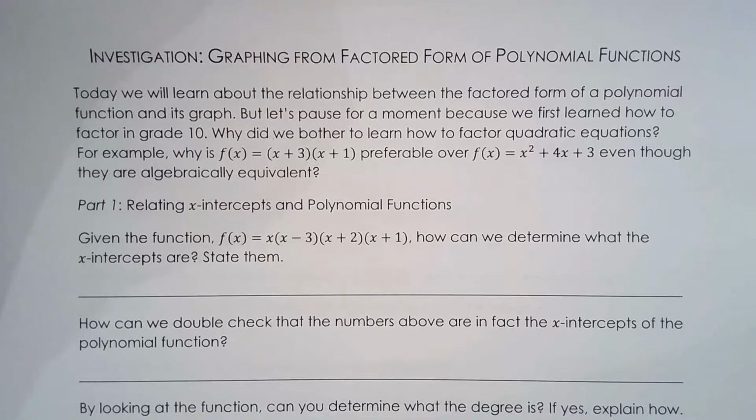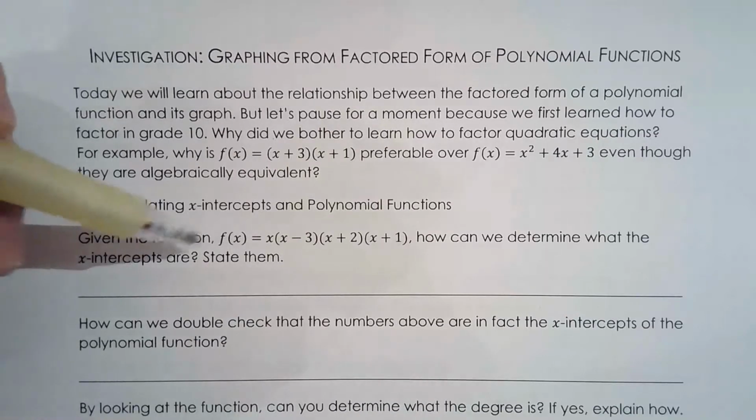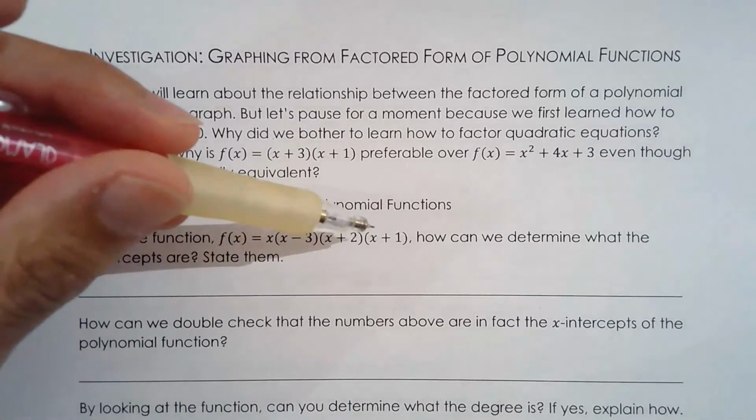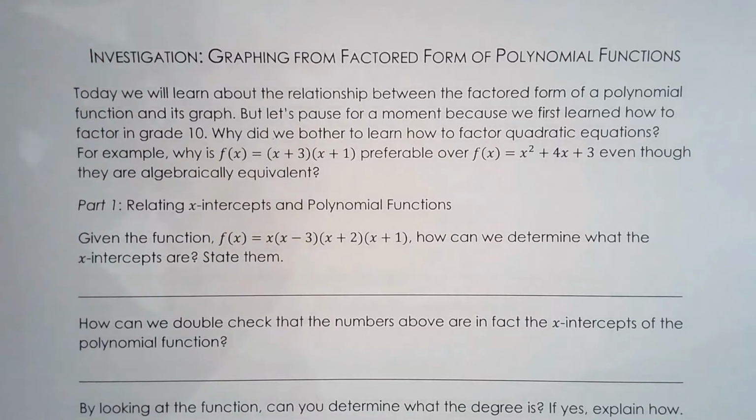We're going to learn several ways to do it, and hopefully you find one of them appealing to you. Let's do some review first, something that you should be very comfortable with when it comes to factored form. Given the function f of x equals x times x minus 3 times x plus 2 times x plus 1, how can we determine what the x-intercepts are?